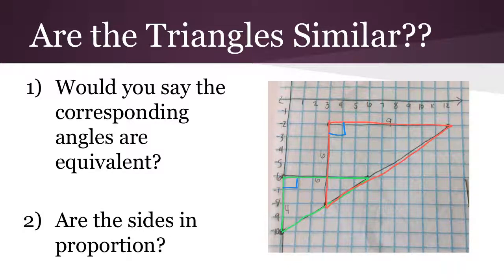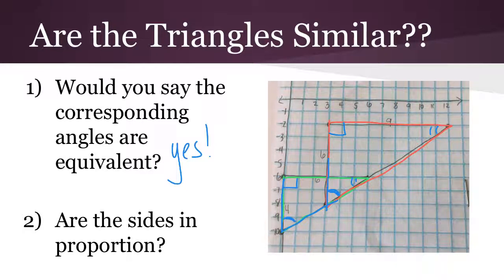So I would say that I have two parallel lines with a transversal. Oh, we're going back into another unit, which means that this angle and this angle are corresponding, so they're equal to each other. And like I said before, if you have two angles out of three that are corresponding and equal, that makes the last one equal, this one and this one. So yes, corresponding angles are equivalent.